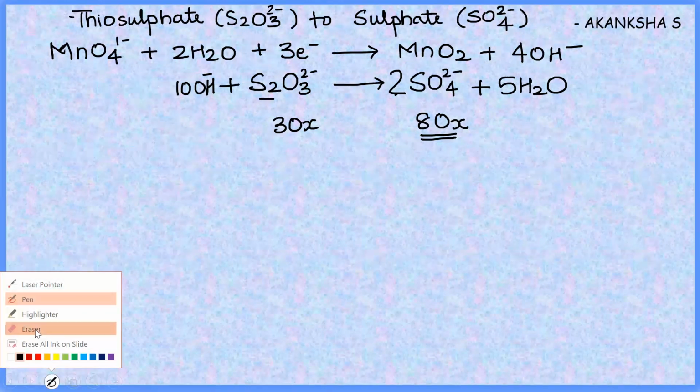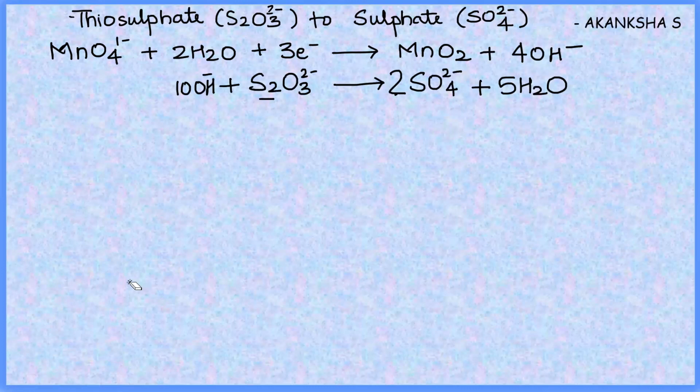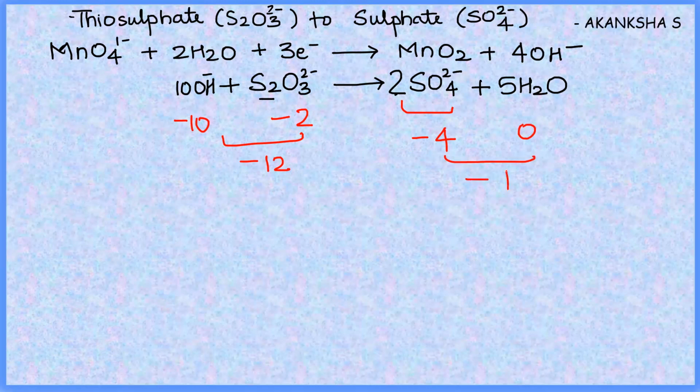Okay. Now let's try to understand the number of electrons and charges. 10 electrons, 10 charges, minus 10, minus 2. Together they form minus 12. Here 2 2s are 4, minus 4. And water has 0. So total charge minus 4. So minus 4, how many electrons do we need to add to make it minus 12? We need to add 8 electrons, right?